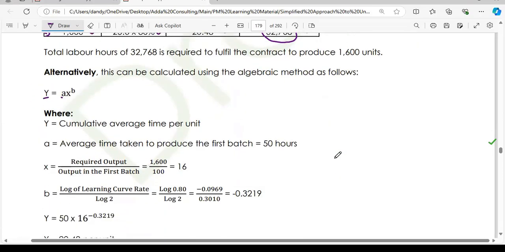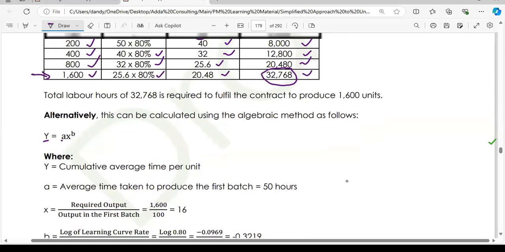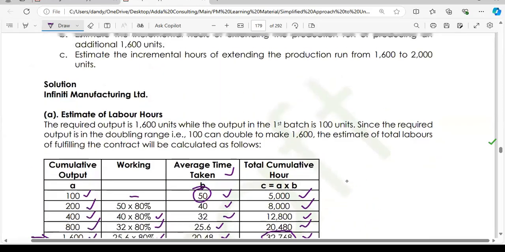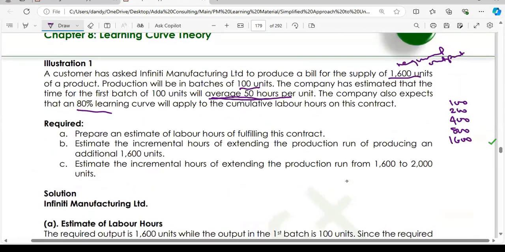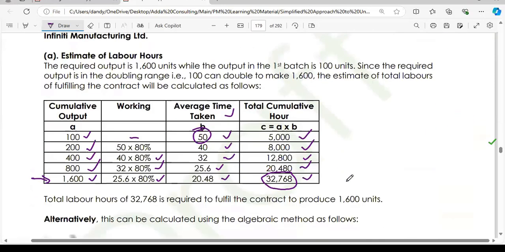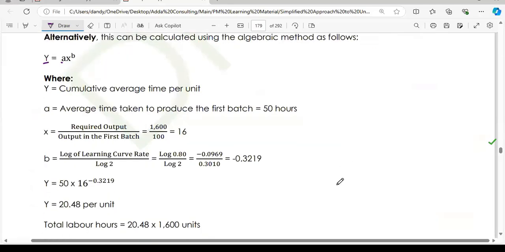Then X is the required output divided by the output in the first batch. The required output is 1,600. The output in the first batch is 100. So that will be 16. That's the 16 we have here. Then B is the log of learning rate over log 2.